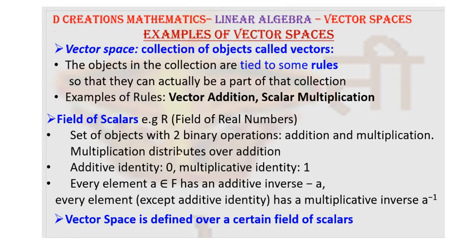We also have a video where we have talked about the field of scalars, which has certain conditions such as two binary operations, addition and multiplication, additive identity, namely 0, and multiplicative identity, namely 1. Also additive inverse. So if there is a certain element A which belongs to the field F, then it has additive inverse minus A, and except this additive identity 0, all other elements have a multiplicative inverse as well. So basically we define a vector space over a certain field of scalars.